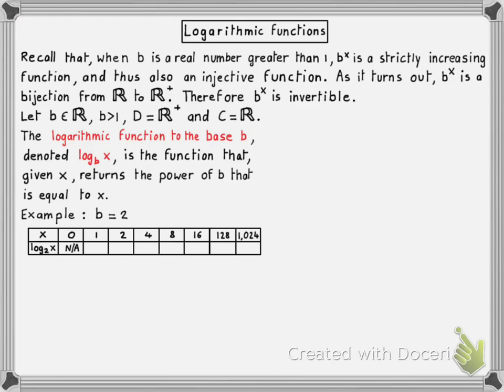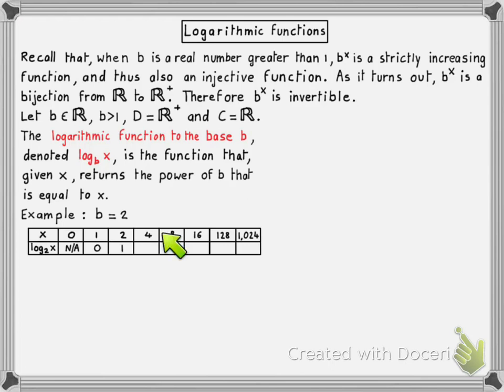Now let's consider x equals 1. What is the logarithm base 2 of 1? In other words, which power of 2 is equal to 1? Well, 2 power 0 is equal to 1, therefore the log base 2 of 1 is 0. Which power of 2 is equal to 2? Well, the answer is 1. 2 to the power 1 is 2, so the log base 2 of 2 is 1.